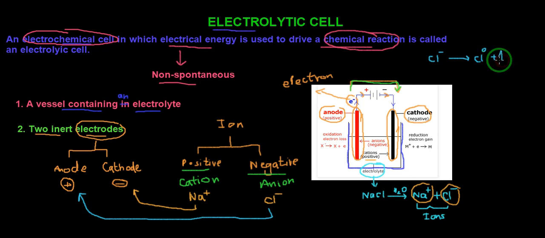For example, if you take chlorine, the chloride has negative charge, that is why it is known as an anion. So this anion moves toward the anode, and at the anode it loses its electron. After the loss of electron, it is converted into a chlorine atom. It means chlorine is moving from -1 to 0.